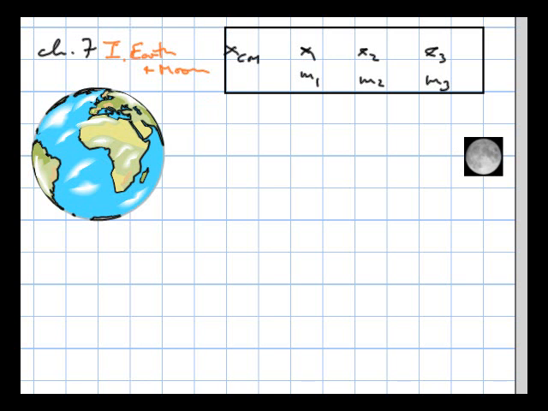Okay, let's see how we're gonna attack this. Let's say that the center of mass is somewhere over here. I'm not saying that it is. It should definitely be a whole lot closer to the Earth than the Moon, because the Earth's mass is quite a bit larger, approximately 81 times larger. Now what they give us in the problem is the mass of the Earth and the mass of the Moon. We're supposed to figure out the center of mass, so this point here, wherever it is, and then they give us the distance between the two.